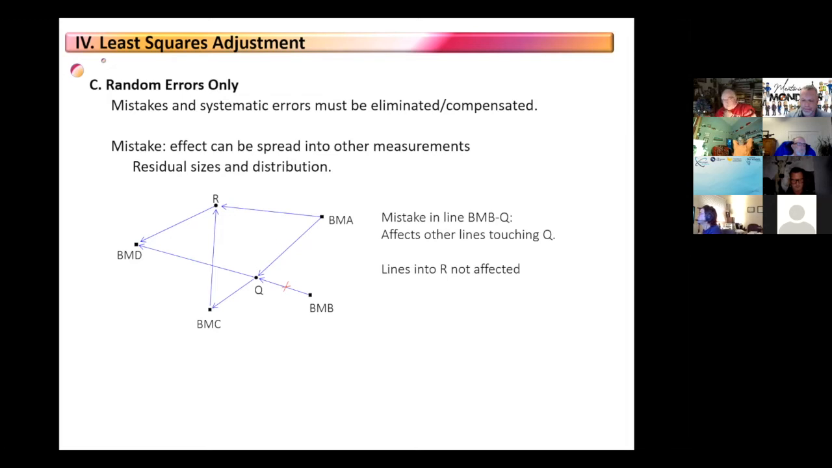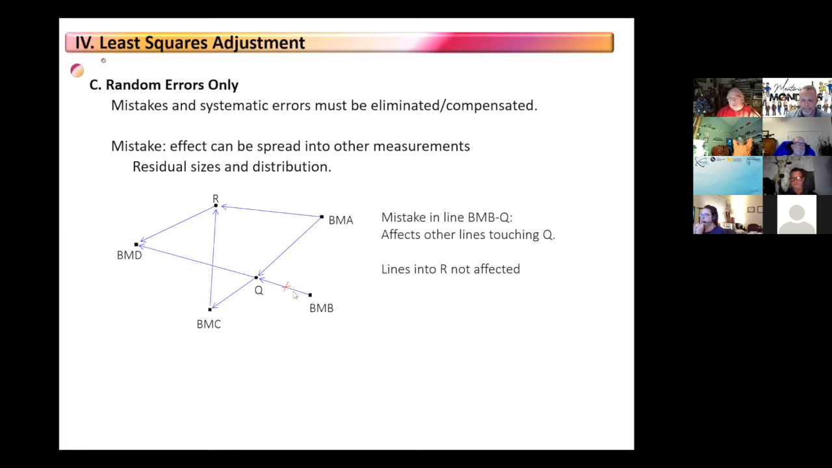Now, what's really, really important, and this is where least squares can be misused or applied incorrectly, is that it's only for random errors. Mistakes and systematic errors must be eliminated or compensated. Otherwise, least squares will do a very efficient job of potentially spreading those unresolved errors through the entire network and affecting all sorts of stuff. So say, for instance, I have a level circuit that's got 2 points in it, 2 unknowns in it, and I connect it to 4 benchmarks.